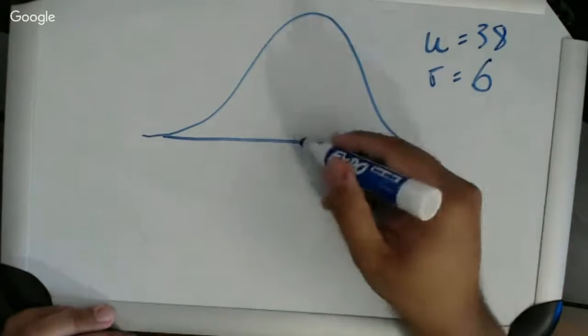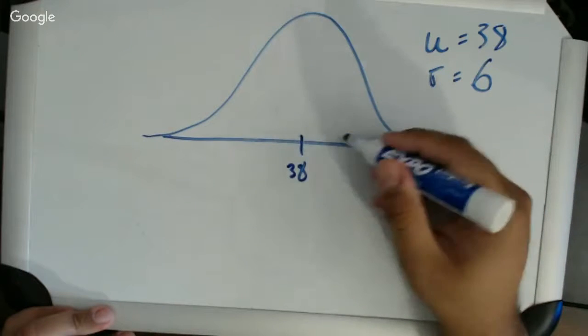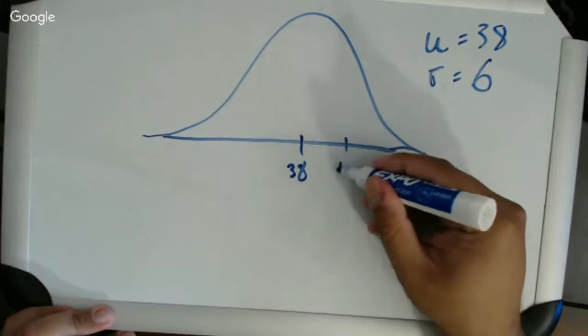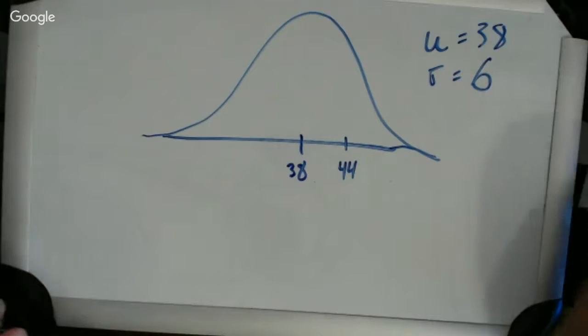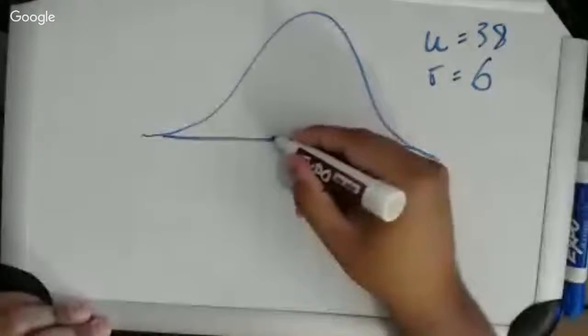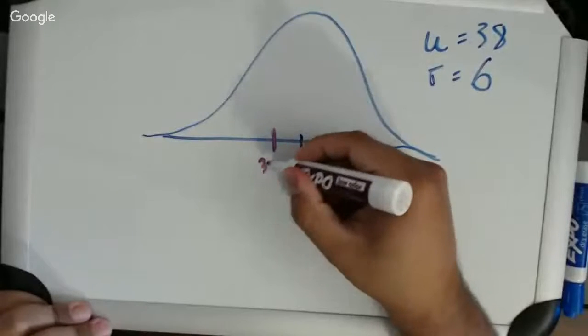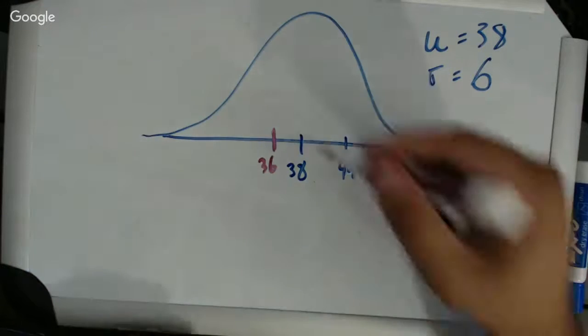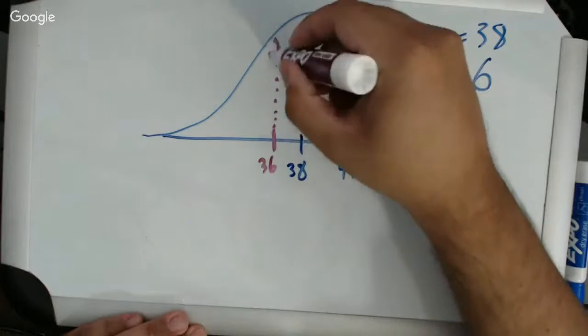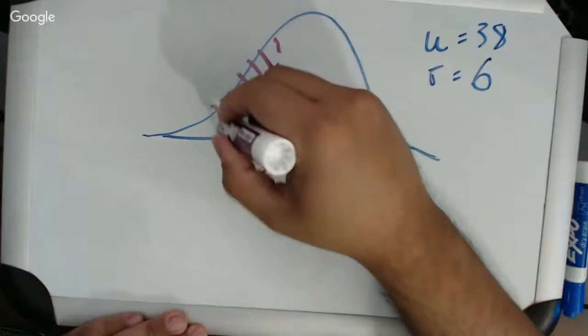So now we know the center here is 38, and this is at 44, which is 38 plus 6, one standard deviation above. This just gives me an idea of the shape. If the warranty guarantees things out to 36 months, the question is the percentage of laptops that will stop working before the warranty expires. So they want to know what this proportion ends up being.